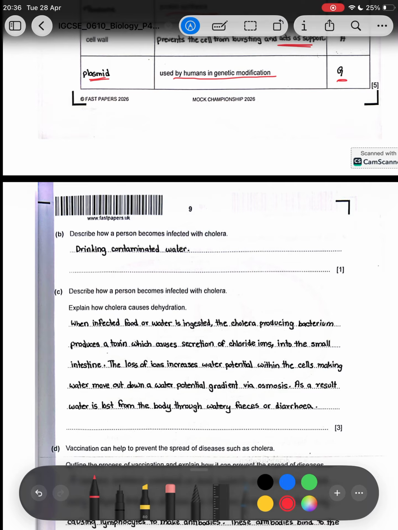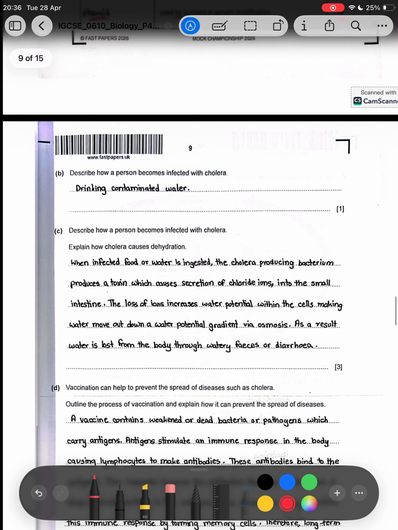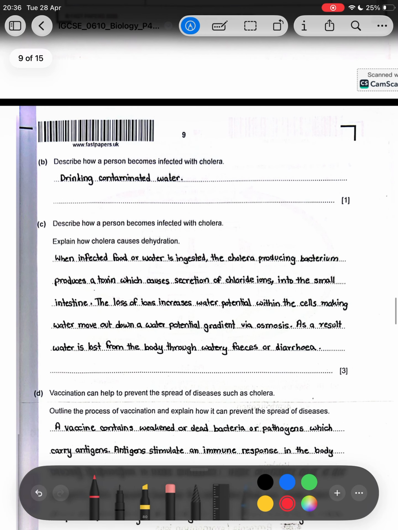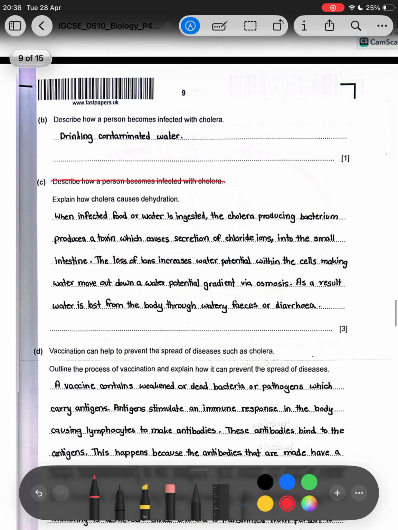Okay, and B, describe how a person becomes infected with cholera. The only way is drinking contaminated water or consuming food that has been handled with contaminated water. And this is not the question here. It says something like, the people infected with cholera get very dehydrated, and explain how cholera causes dehydration.